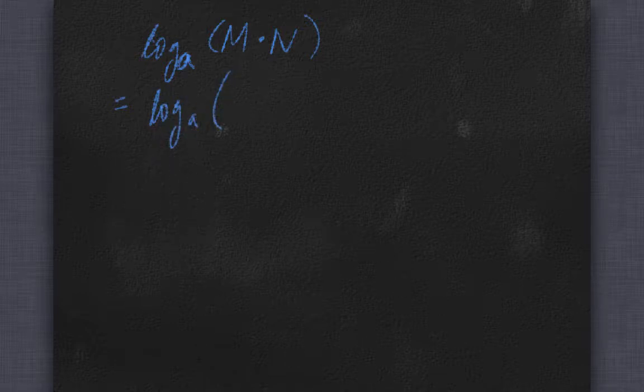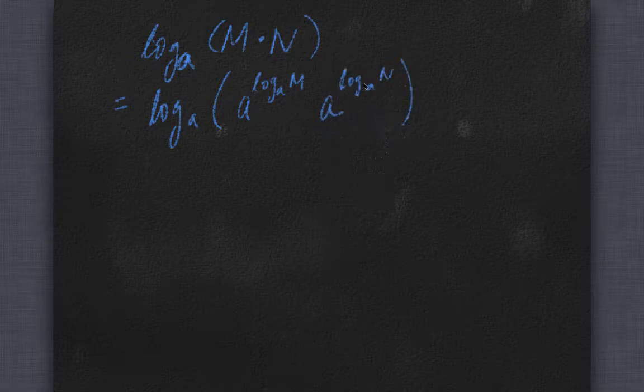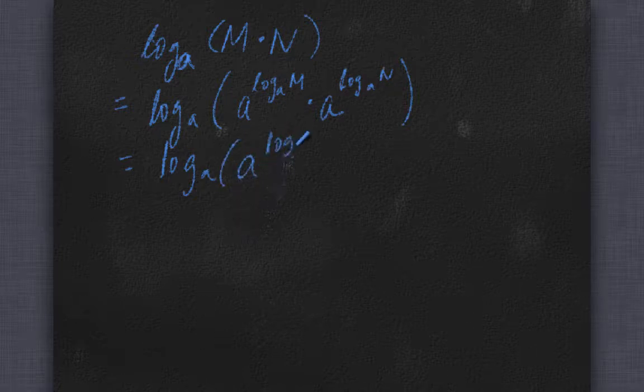M can be written as A to the log sub A of m. N can be written as A to the log sub A of n. That's just using the facts we just now learned. If I do A to the log sub A of, those cancel, right? Using the rules of exponents, I can now say that's A to the log sub A of m plus log sub A of n, right? And then I'll assume you said right.